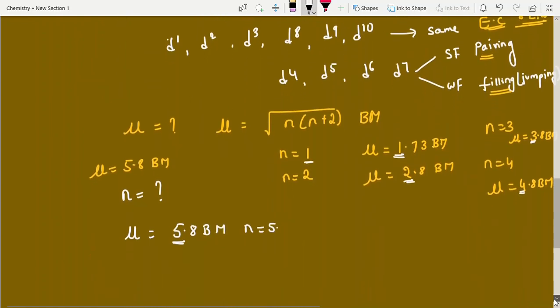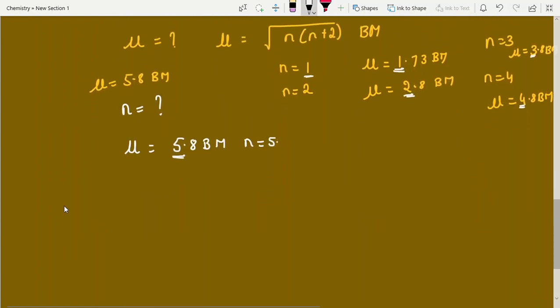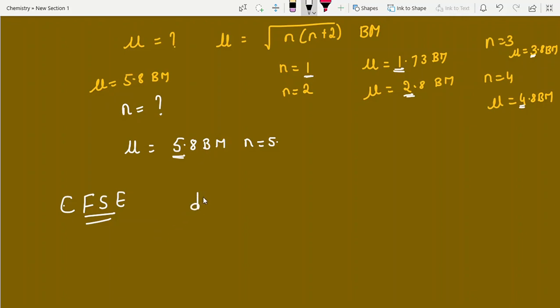Now next one: crystal field stabilization energy calculation. One or two examples I will give. CFSE. This is also one of the important questions, students. Here d4 configuration is there. For d4 configuration, write strong ligand. Strong ligand they will ask, or else they will ask you one more question, low spin complex. Strong ligand is nothing but low spin complex.